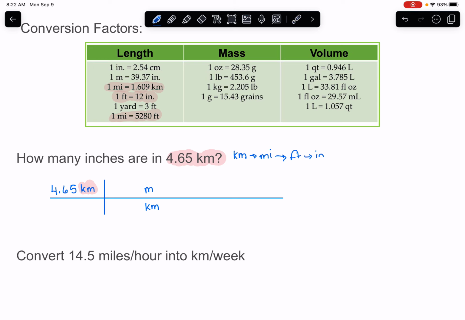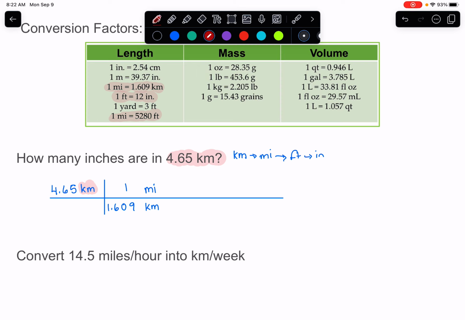Miles goes up here because that was step 1, is to change kilometers to miles. And my table above says that 1 mile is equal to 1.609 kilometers. All right. So kilometers cancels out because it was on the top and it was on the bottom. And then I can move on to the next conversion factor.